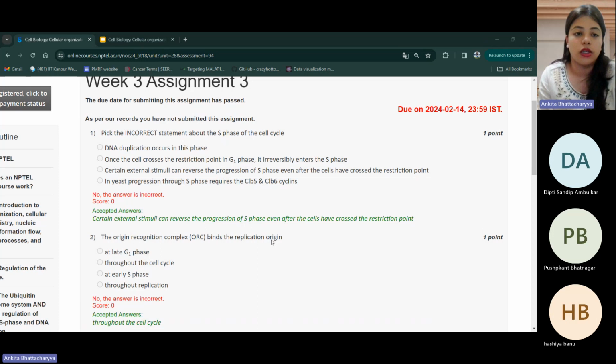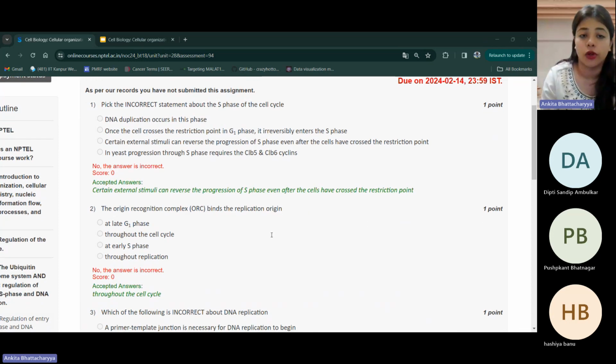So the first question looked at which of the following statements are incorrect about the S phase of the cell cycle. The options talked about A being DNA duplication occurs in this phase, which is certainly true. The second option is that once the cell crosses the restriction point in G1 phase, it irreversibly enters the S phase, which is also true. It was considered to be the commitment step or the step that marks that a cell has now decided that it will go into division and therefore it is going to replicate before it undergoes the process of division.